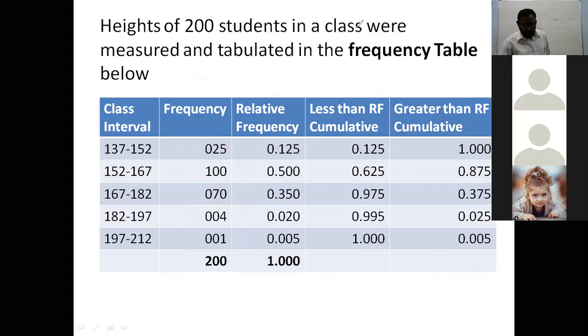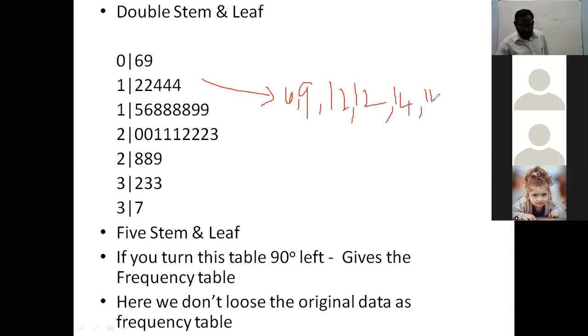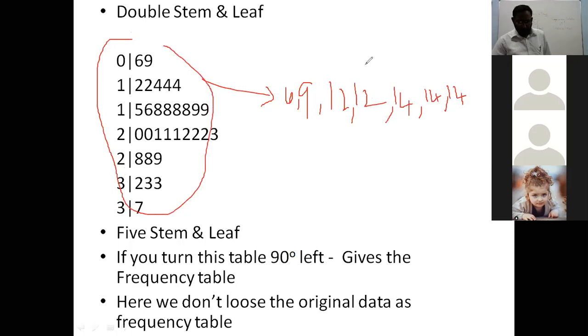But what about the stem and leaf? We can go back. In stem and leaf, you see, the data is remaining. Even if your original data is not there, you can still use this stem and leaf to extract the original data. The first one is 6, second one is 9, third one is 12. 12, how many times? 2 times. Then 14, 3 times. I can construct the set of original data without any problem. But in a frequency table, you cannot do that. That is the biggest problem in a frequency table.